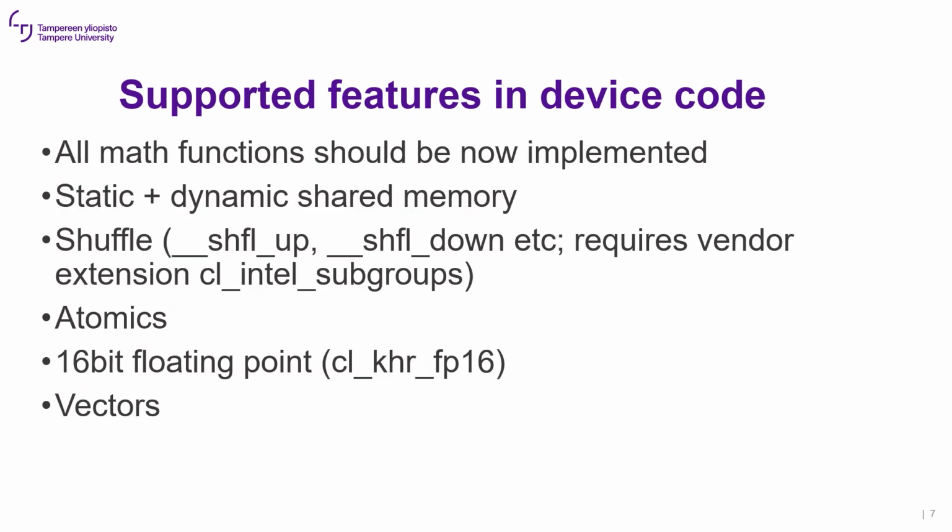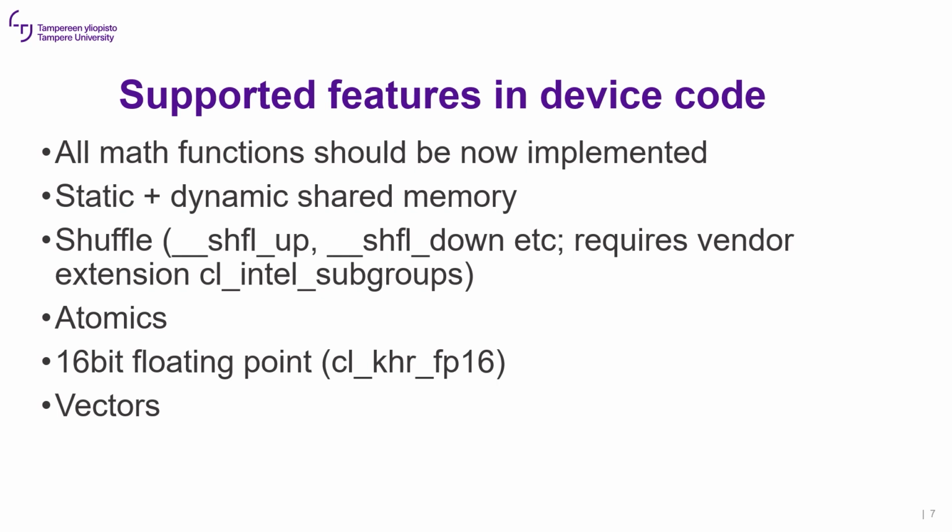The device code support is fairly complete with some exceptions. We use OpenCL device built-ins where possible. Shared memory, atomics, vectors, and almost all of the HIP math library functions are supported. Warp shuffle functions are supported on the Intel Neo platform with the Intel subgroup vendor extension. 16-bit floating point is supported with the Khronos half-float OpenCL extension.